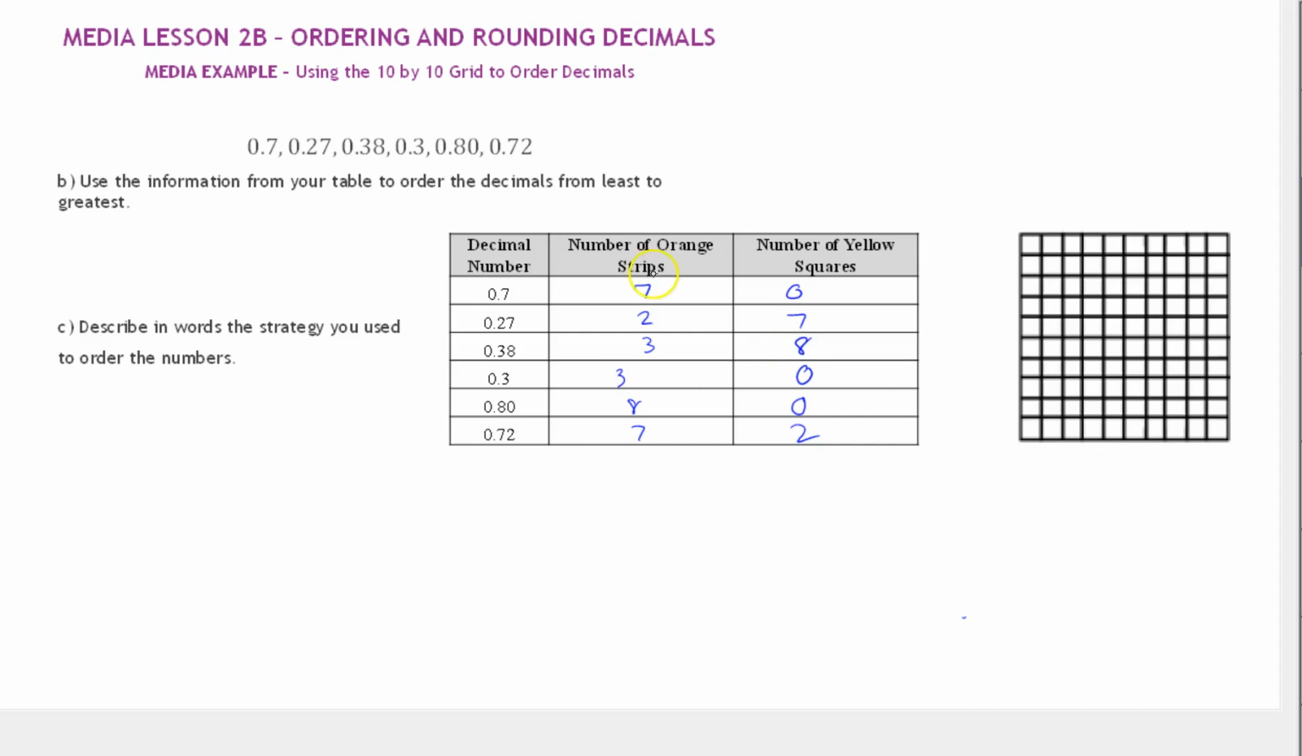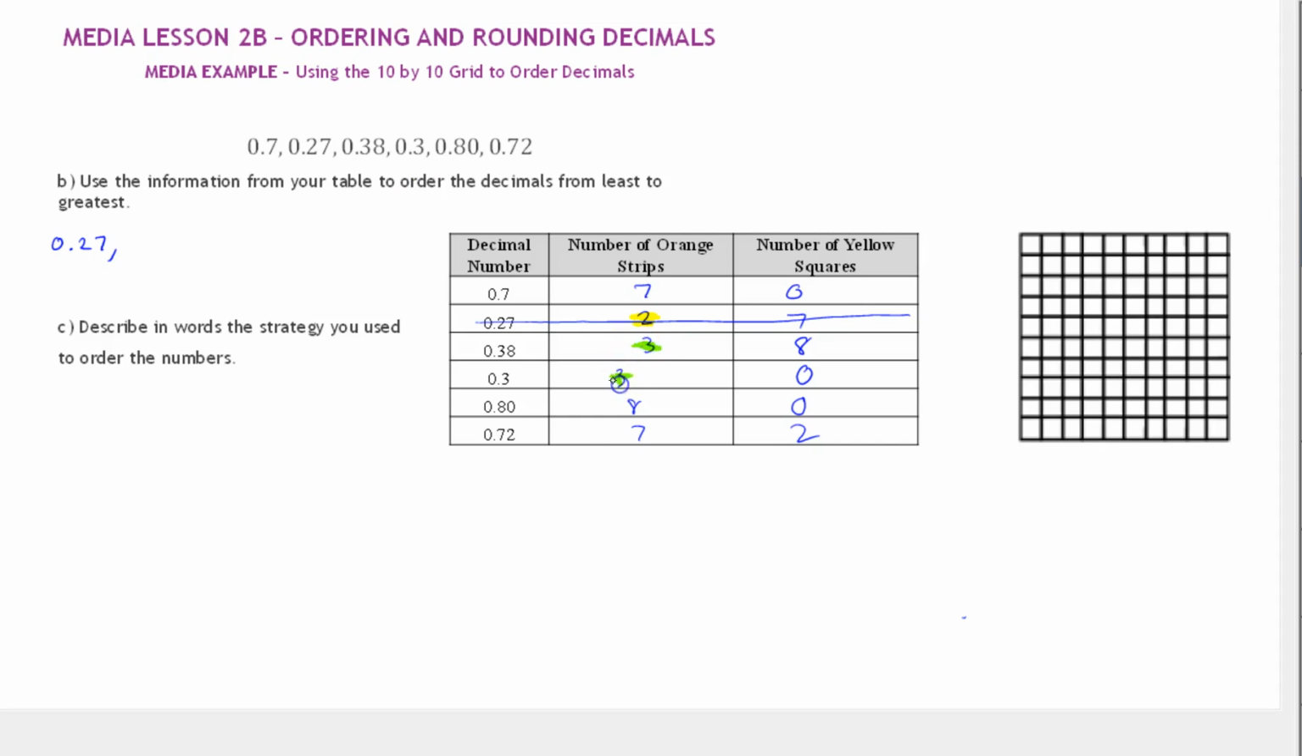So looking down the orange strip column, I notice that the smallest number of orange strips is 2. So this is going to be our smallest number, 0.27. Then I'll put a comma. So we've taken care of this one. Now let's look at the next set. And I said set because we're going to look at numbers that have 3 in the orange strip column. So let's highlight those a different color.